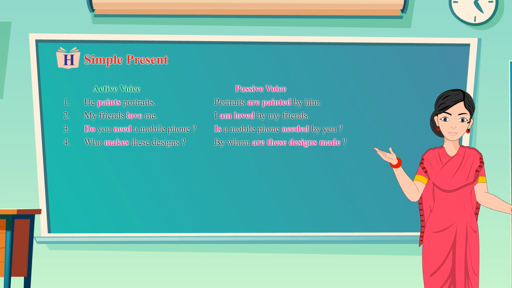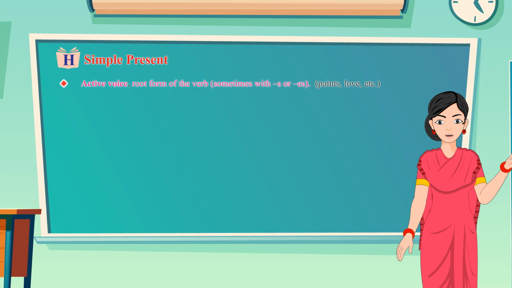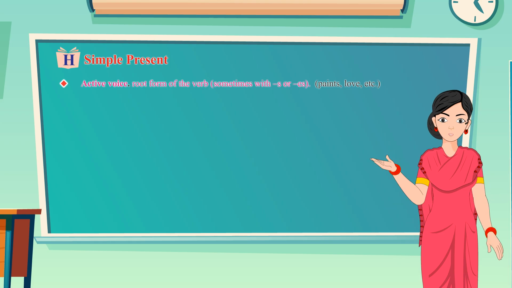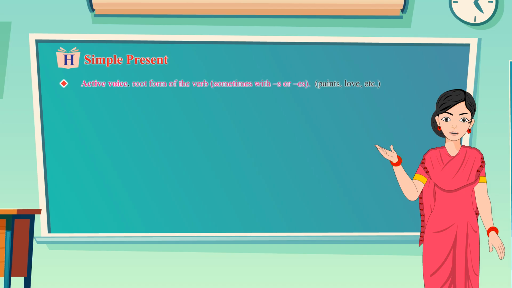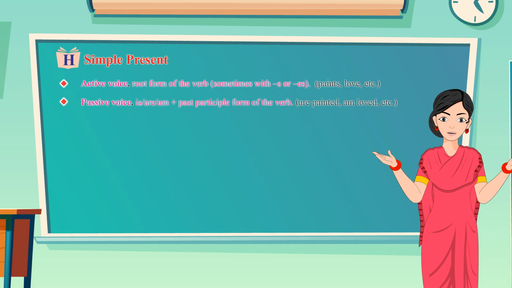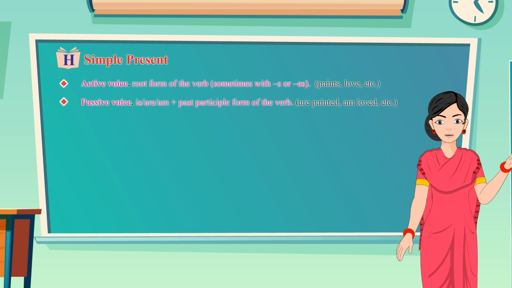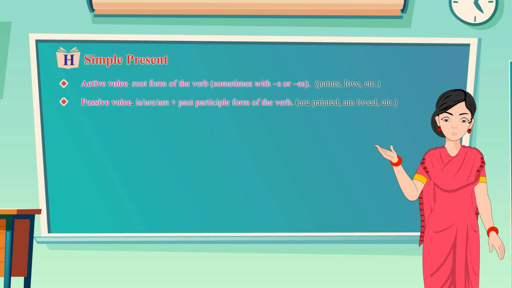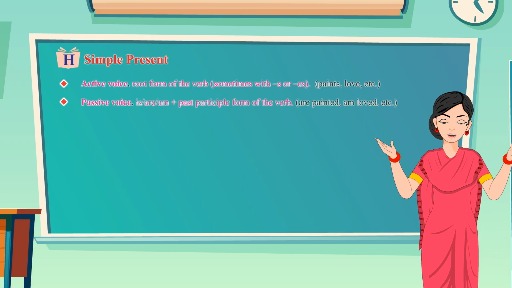4. Who makes these designs? By whom are these designs made? Active voice: root form of the verb, sometimes with s or es: paints, love, etc. Passive voice: is, am, are plus past participle form of the verb: are painted, am loved, etc.